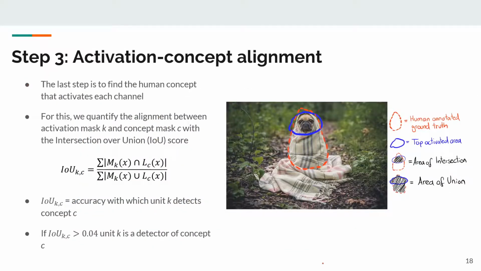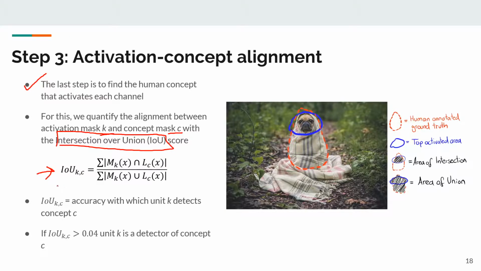The last step is to find the human concept that activates each channel. The activation masks mark highly activated areas, and for each channel, we want to find the human concept that activates that channel. We find the concept by comparing the activation masks with all labeled concepts. We quantify the alignment between activation mask K and concept mask C with the intersection over union score, which is also known as Jaccard similarity, and it is a measure of the overlap between two regions.